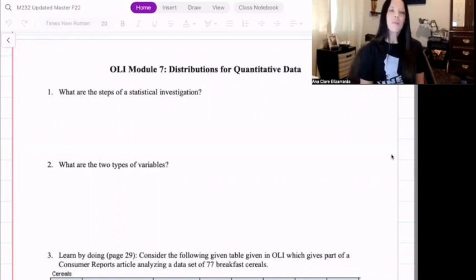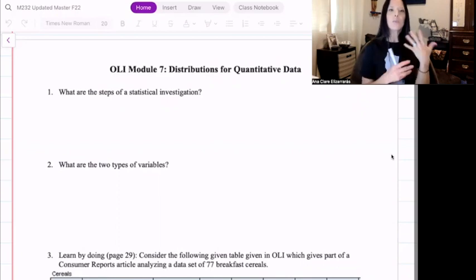Welcome back. We are on Module 7, where we're going to be talking about distributions for quantitative data. And the first thing we want to talk about is the steps of a statistical investigation. There are 3 steps you want to consider when you're talking about a statistical investigation.